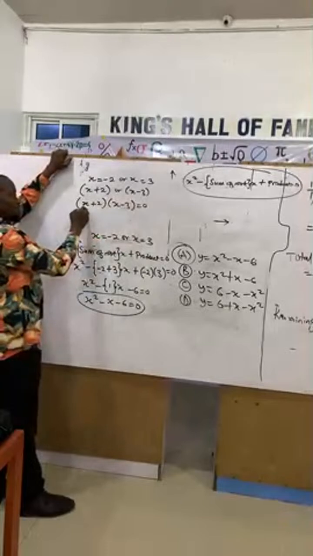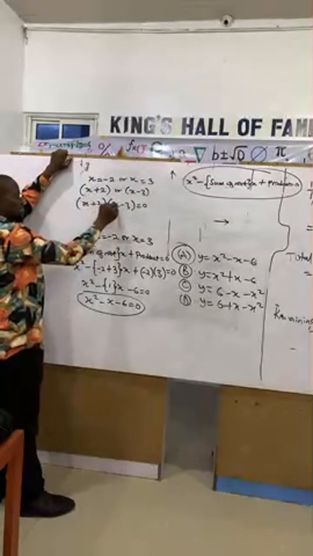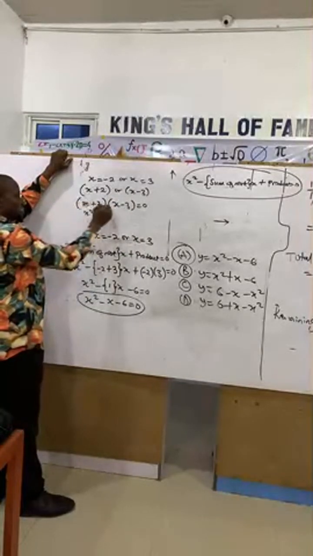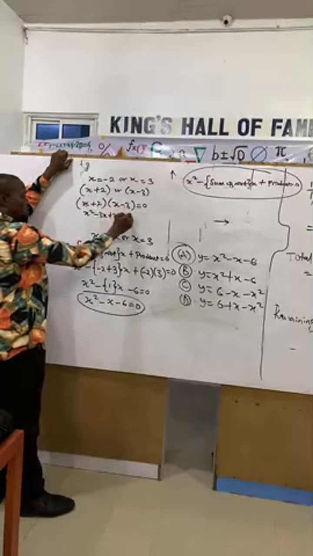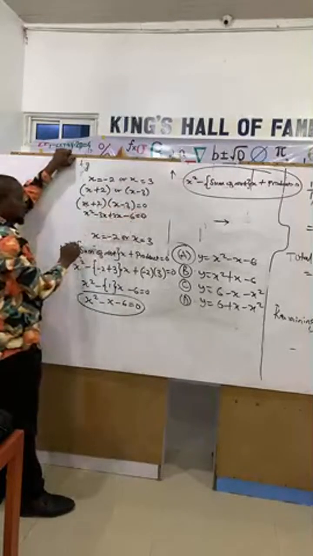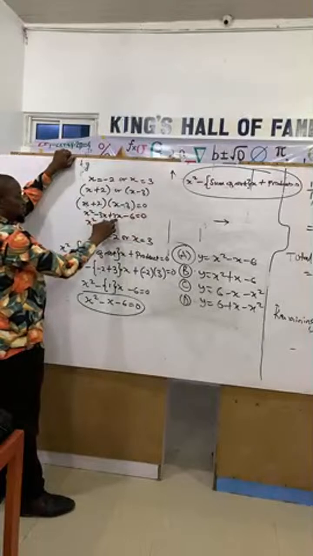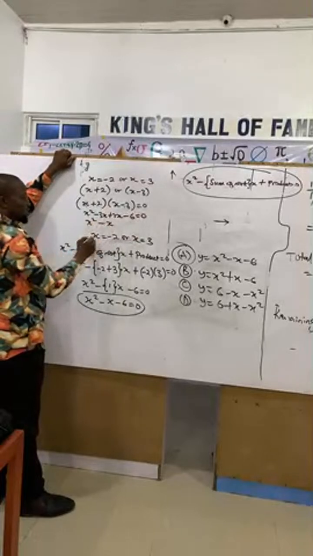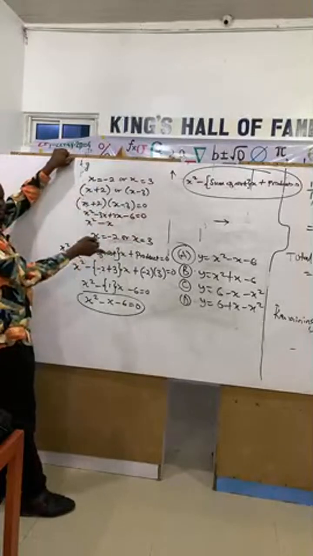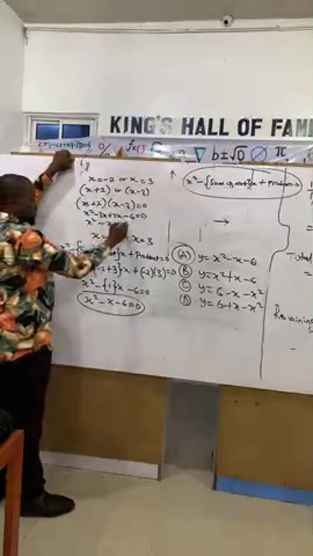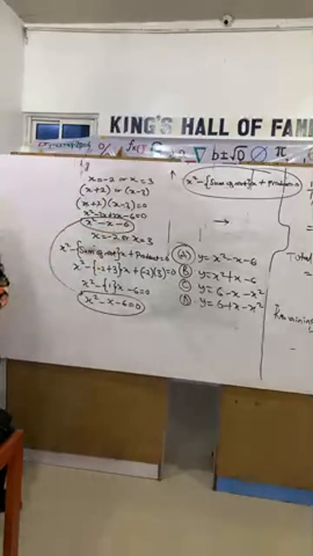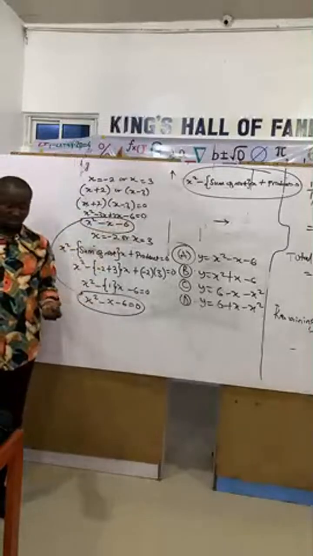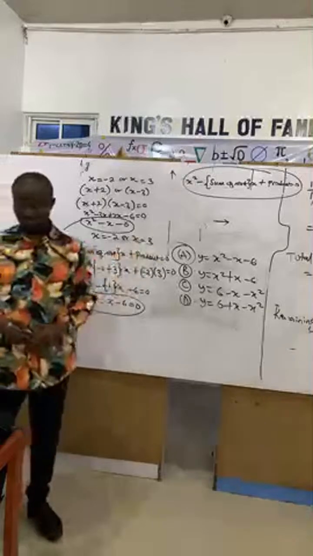Now from there, expand this. What is x times x? x squared. x times minus 3 is minus 3x. 2 times x is 2x. 2 times minus 3 is minus 6. So the value will be x squared, minus 3x plus 2x is minus x, minus 6 equals 0. You still have the same answer with this one. Whichever one you use, you should get the same answer. So that is the answer in that option.